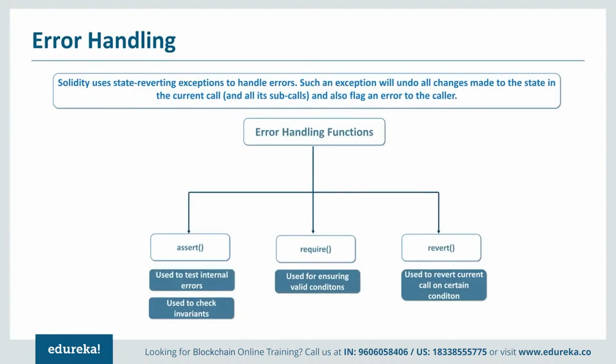The convenience functions assert and require can be used to check for conditions and throw an exception if the condition is not met. The assert function should only be used to test for internal errors and to check invariants. The require function should be used to ensure valid conditions such as inputs or contract state variables are met, or to validate return values from calls to external contracts.